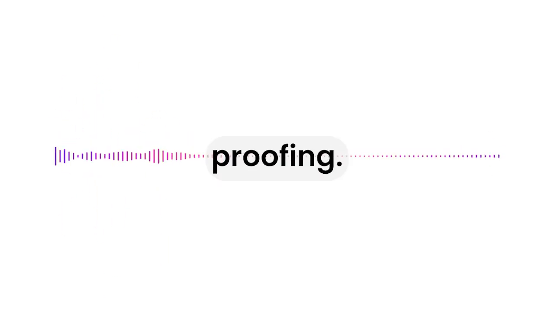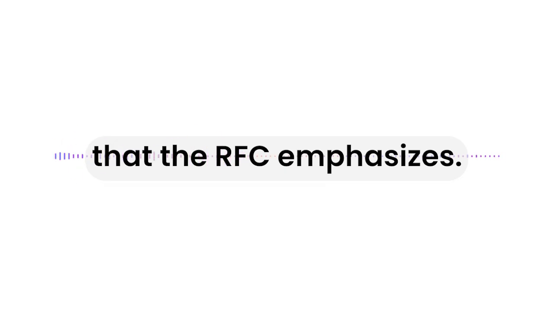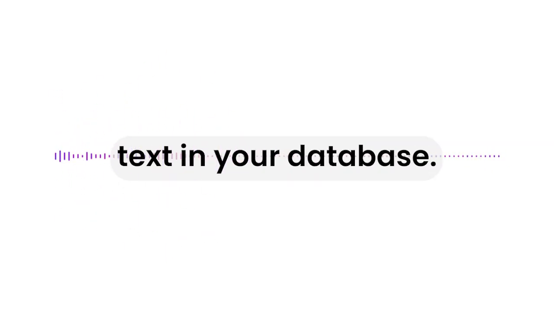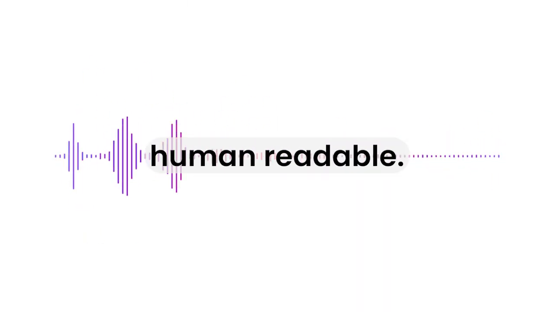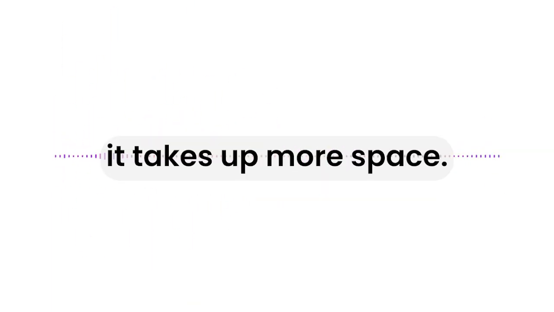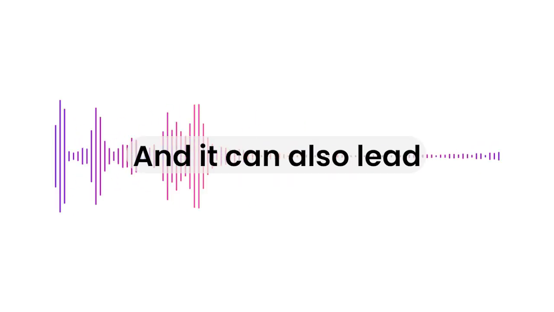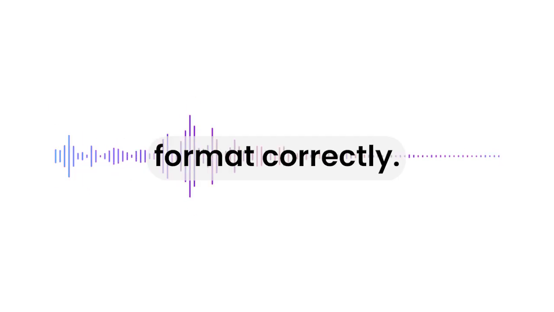And speaking of future-proofing, there's one really important piece of advice that the RFC emphasizes, and that is don't store your UUIDs as text in your database. Oh, interesting. Why is that? I would have thought that storing them as text would make them more human readable. It does, but it's actually inefficient from a storage and performance standpoint. It takes up more space than using a native UUID data type. And it can also lead to some unexpected comparison results if the database isn't handling the text format correctly.